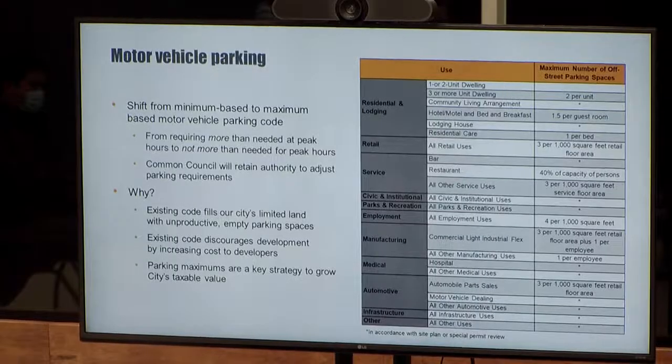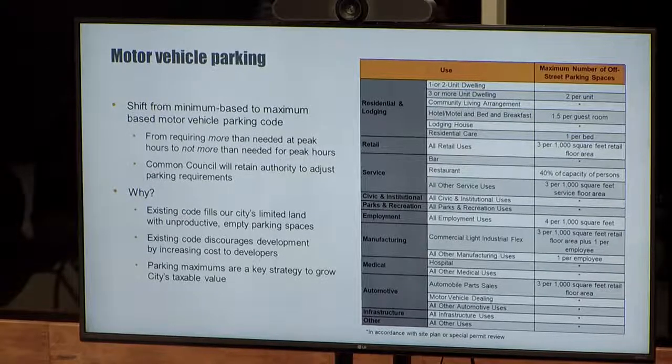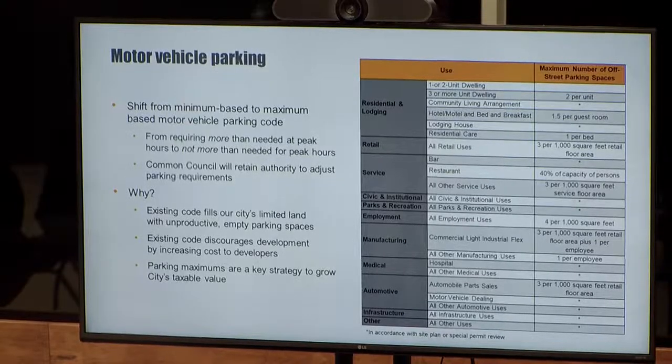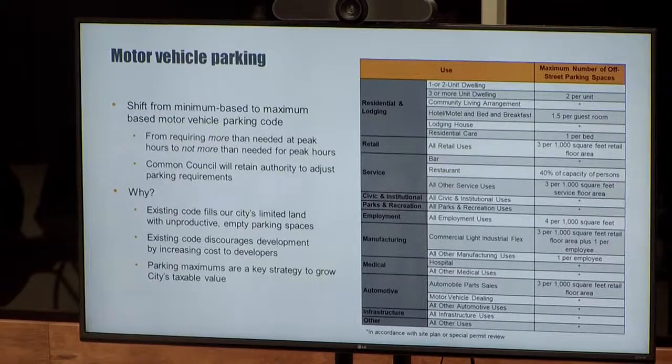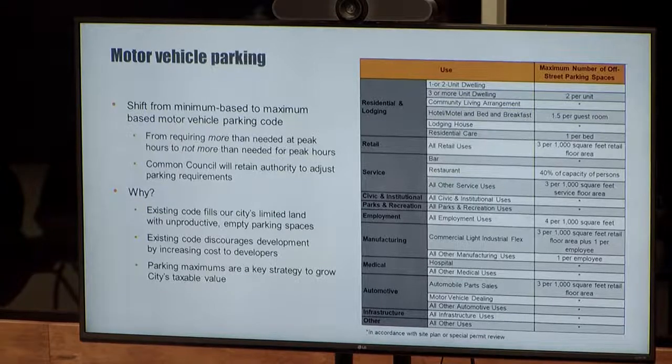All right. So the last big change we'll talk about is to our parking code. This is our proposed motor vehicle parking table. The big thing here is that we're going to be shifting from a minimum-based parking code to a maximum-based parking code. Right now our regulations say here's the estimated peak number of cars for this site, and you need to have more parking than that. So you need to have an excess of parking, and that wastes a lot. That's why we have Highway 100 with huge parking lots everywhere.